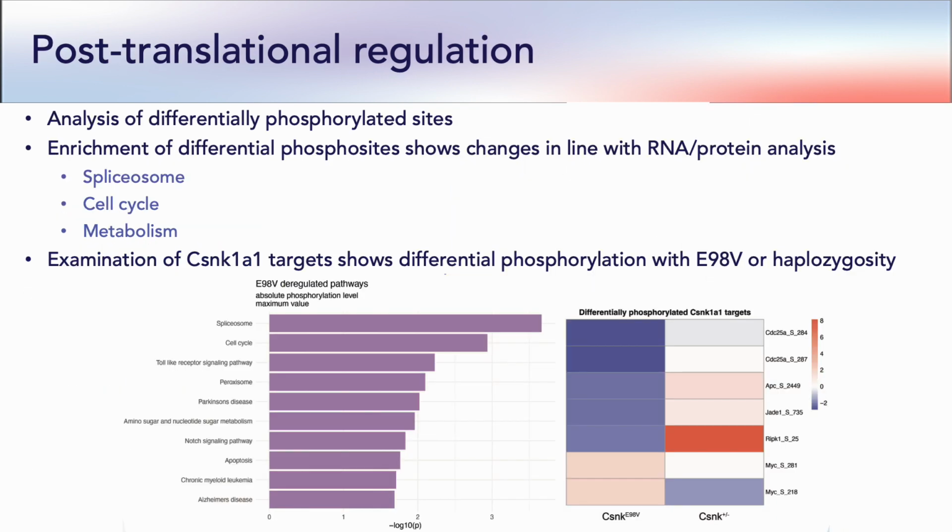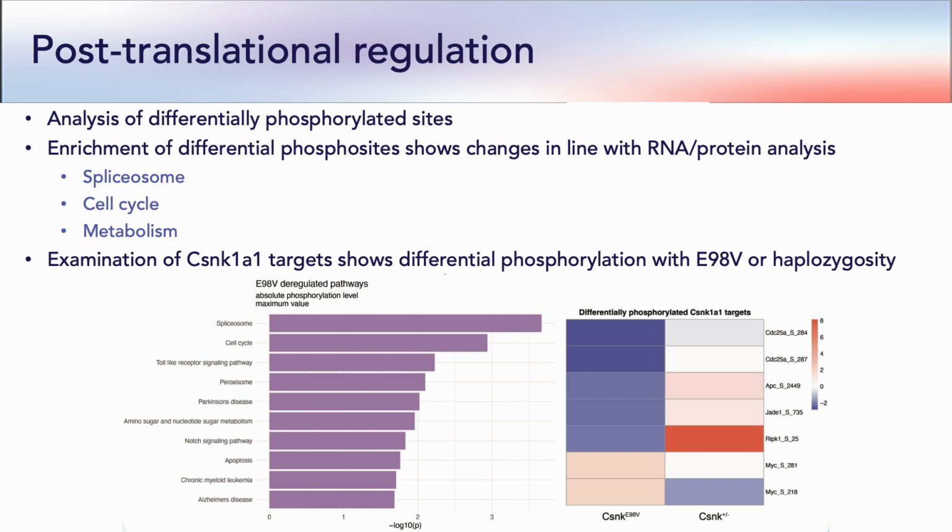On the post-translational side, so when we look at the phosphosites that were detected by our sequencing, we see that there are many differentially regulated phosphosites. And when we do enrichment analysis on these differential phosphosites, we see changes which are very much in line with what we saw when we were looking for transcriptional regulation in these cells, including the spliceosome, again, cell cycle, and other metabolic pathways. So this is really interesting to see that we might have some patterns which are reoccurring across all levels of the regulation in these samples, which might provide us with some interesting targets.